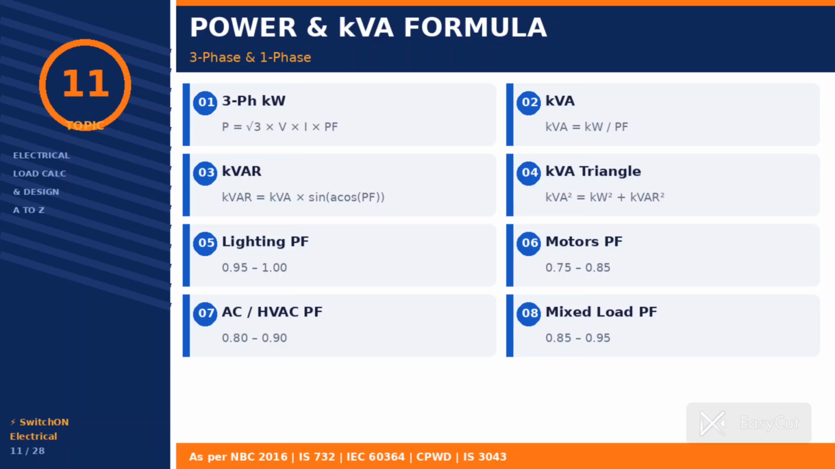Then lighting power factor will be 0.95 to 1, and the motor's power factor will be 0.75 to 0.85. AC or HVAC will be 0.82 to 0.9. Mixed load 0.85 to 0.95. This is about the relationship between kVA and kilowatt or kVAR. This is all about this part. Next, in upcoming video we can start with some more topics.